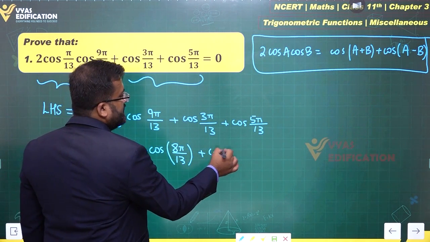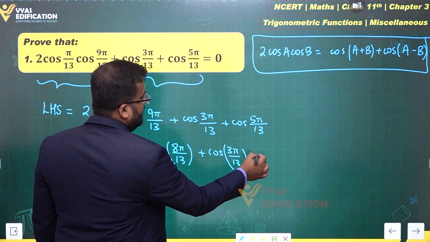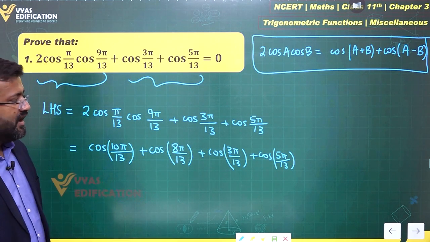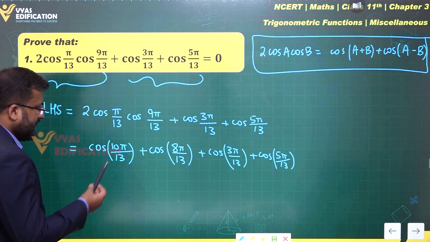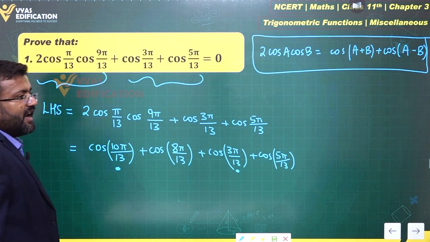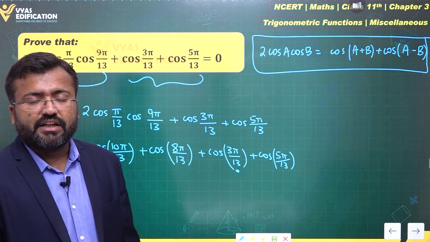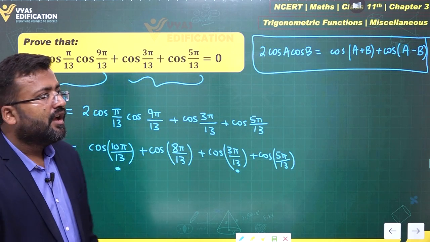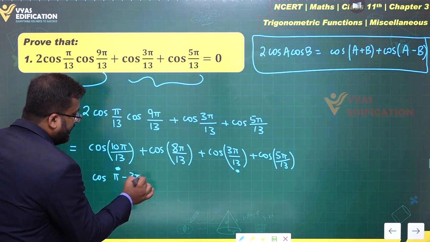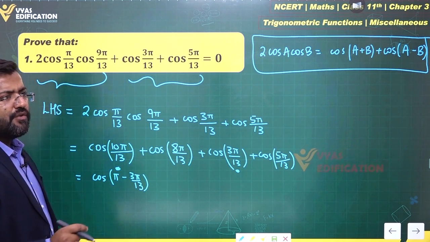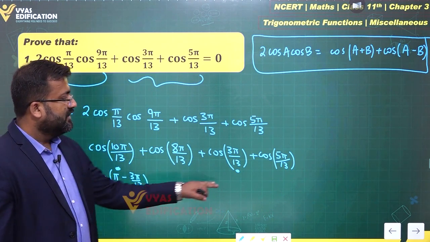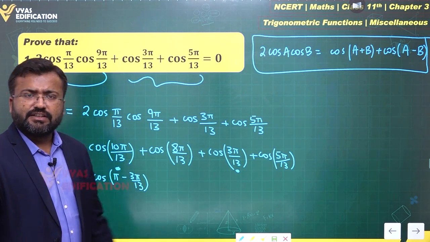Plus cos 3 pi by 13, and cos 5 pi by 13 can be written as it is. Once we have reached this stage, what next? Can you see that this is 10 pi by 13 and this is 3 pi by 13? The angles when added together would be equal to 13 pi by 13, which is pi, right? So this 10 pi by 13 can be written as cos of pi minus 3 pi by 13. And what's the use of that? Can you observe? Cos of pi minus theta is minus cos theta. So this will become minus cos 3 pi by 13. There's a plus cos 3 pi by 13, they will get cancelled, right?